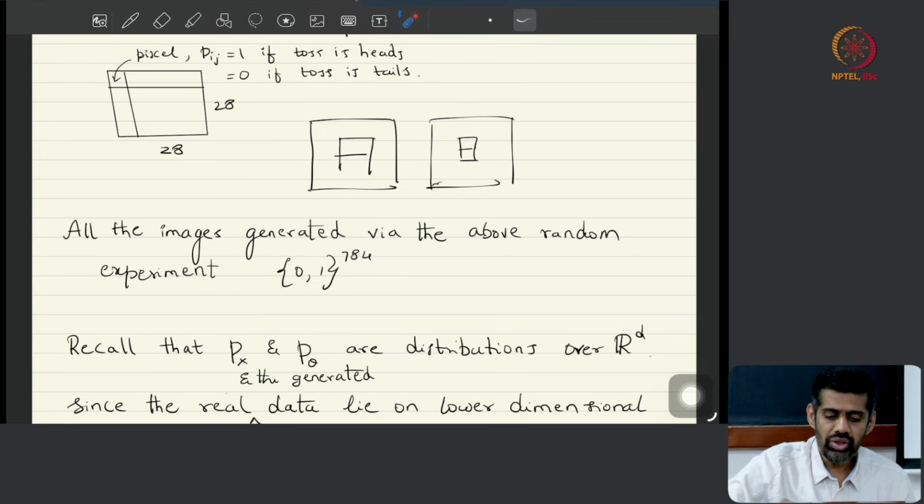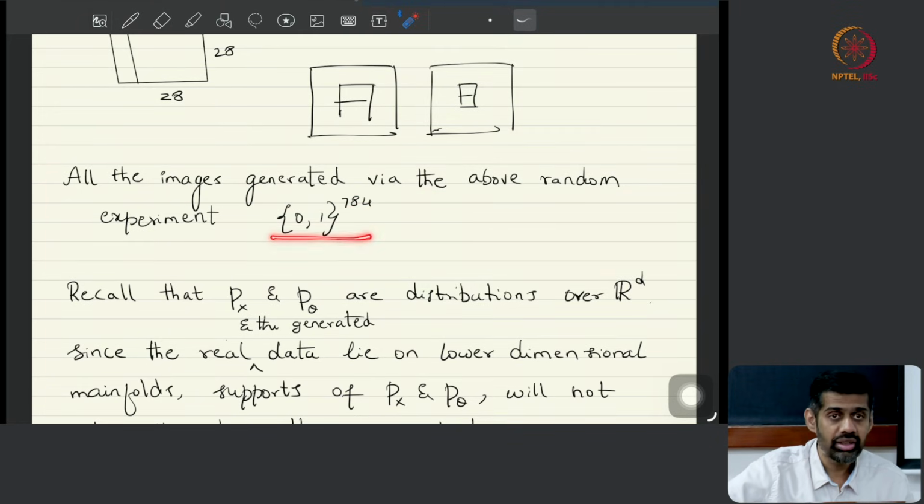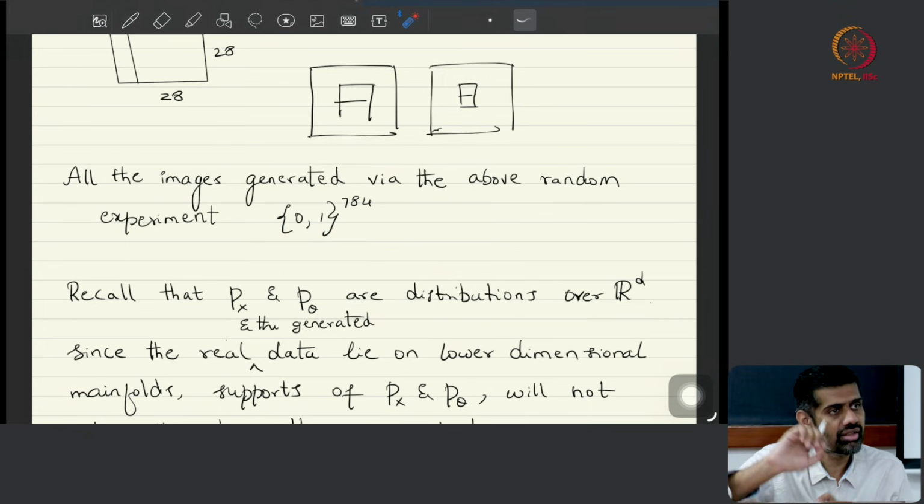Okay. How do I fill these 28 by 28 grids, which is 784 numbers? I will just toss a coin, and if it's heads, I will fill it with one color. If it's tails, I will fill it with the other color. Okay. Now here is the question. All the images generated via the above random experiment are in this particular space, right? Discrete {0,1}^784. You have 784 dimensions, and all of them are binary dimensions. So this is the space that it lives in.